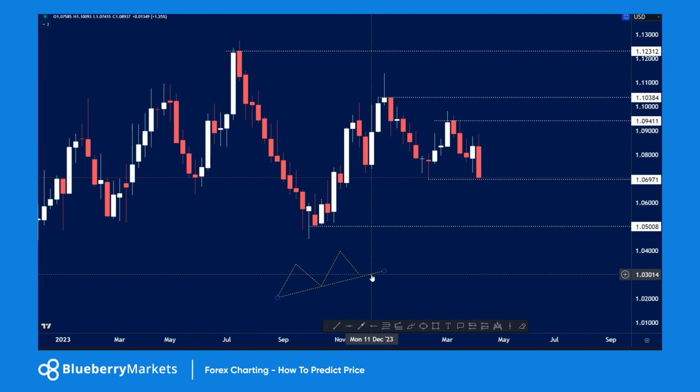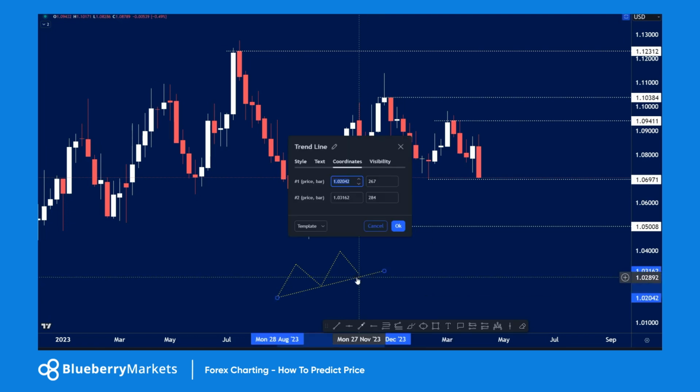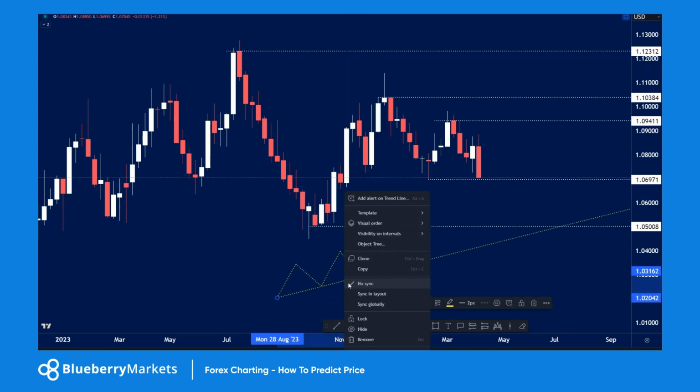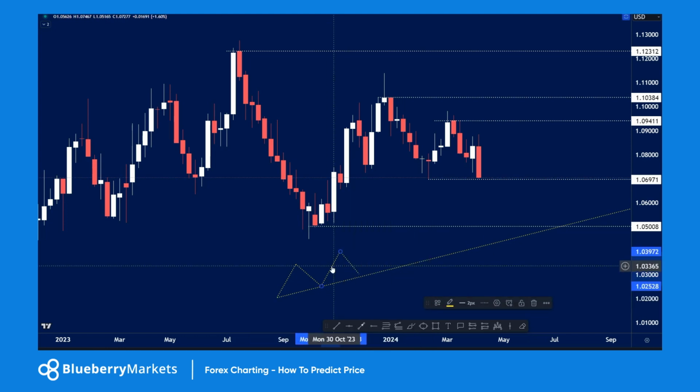Now on TradingView, if you double click, you can come over to style and it will give you the idea of extending. So you want to extend the right line. I don't do that at the minute because of how I have my tool set up, but I'm just going to show you an example of how I would do this.